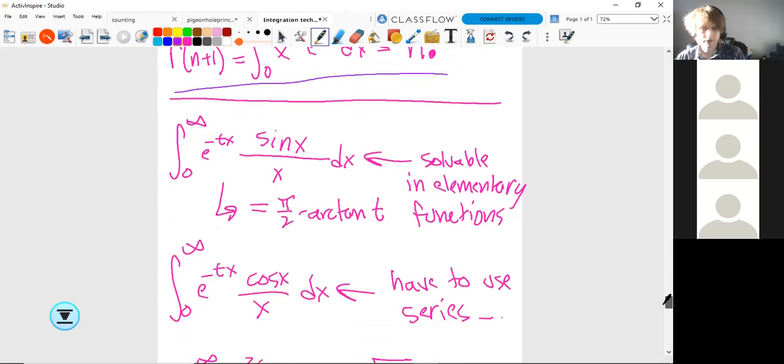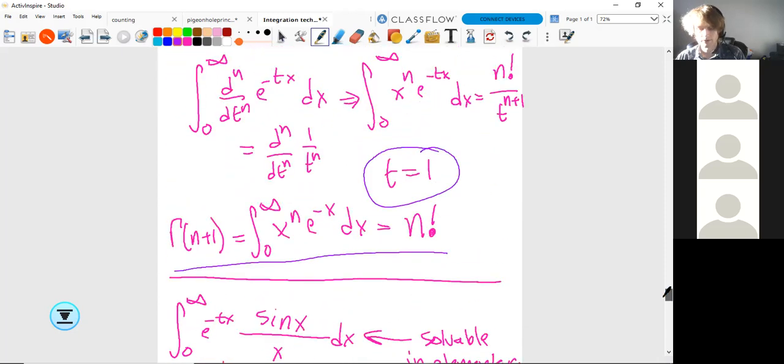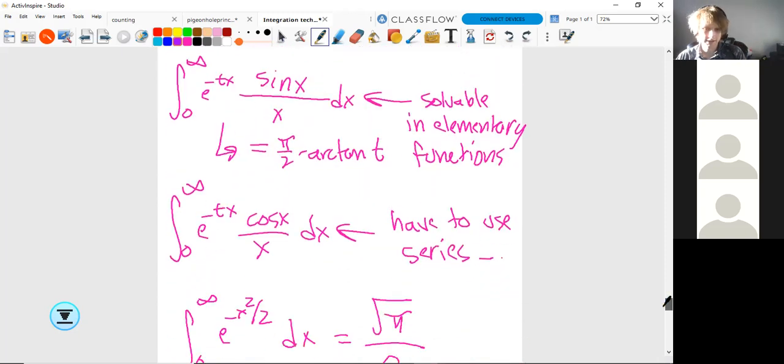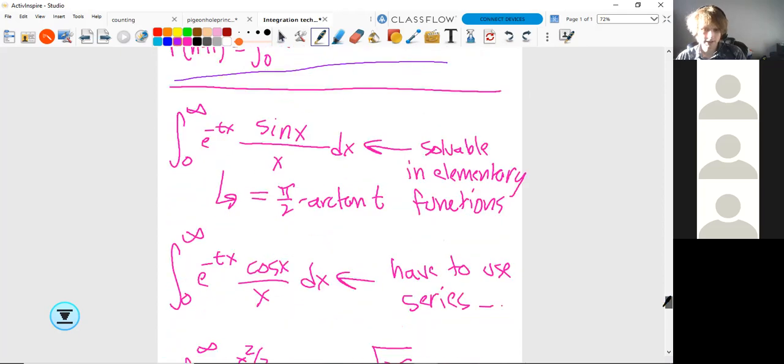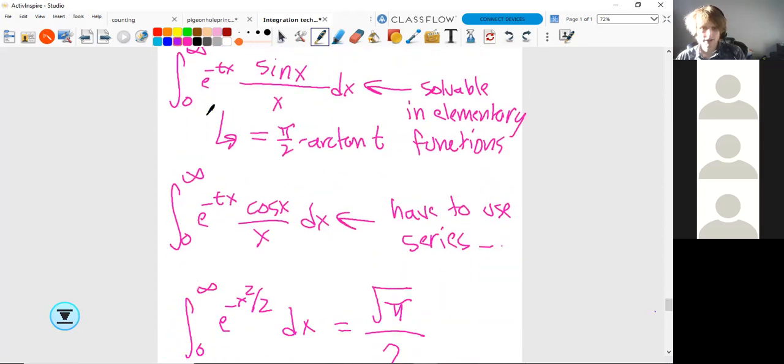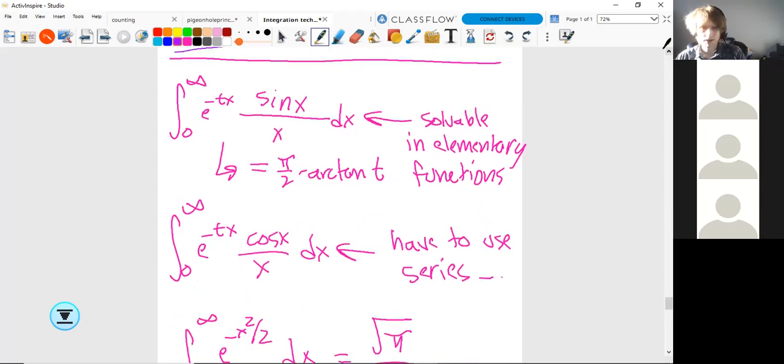And so after we saw all this, then I gave 3 special types of integrals. We're going to solve this one first. So the integral from 0 to infinity of e to the minus tx sine of x over x dx. And we can actually solve this in terms of elementary functions. That's pi over 2 minus arctan of t.